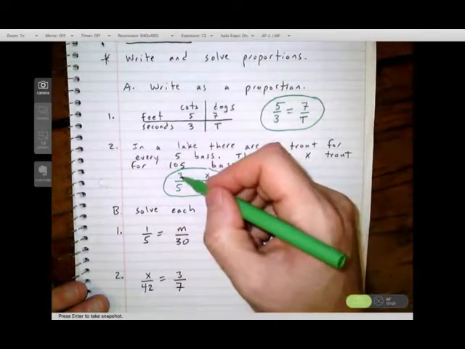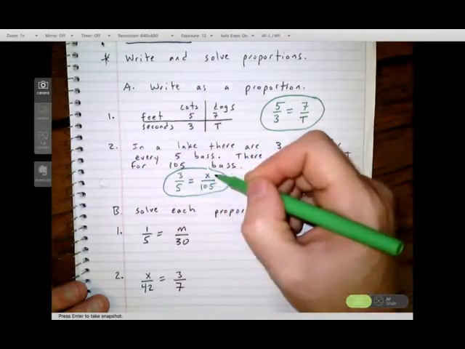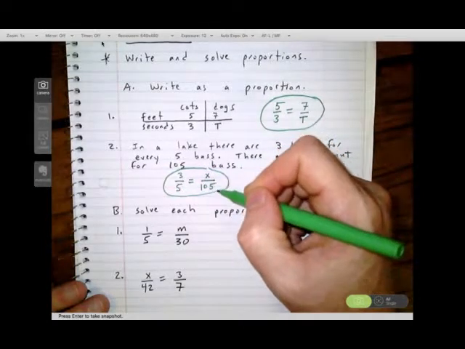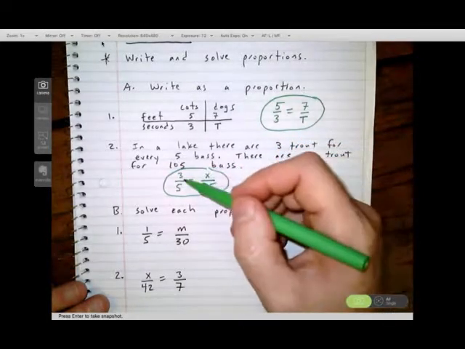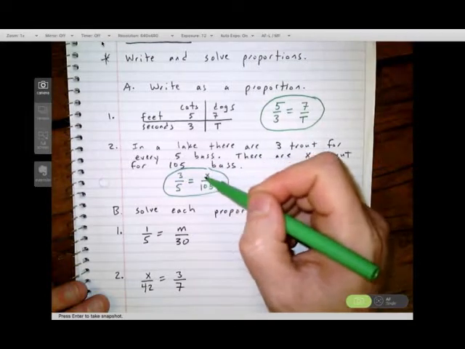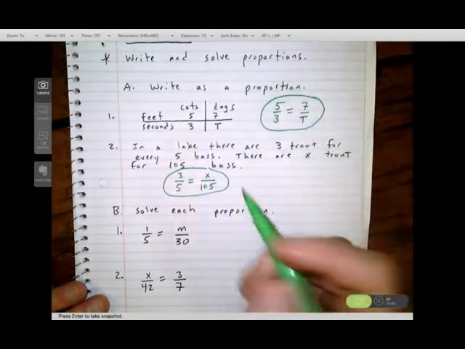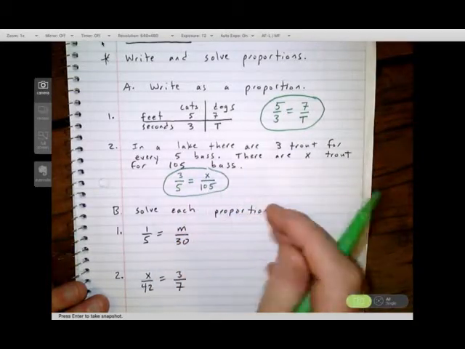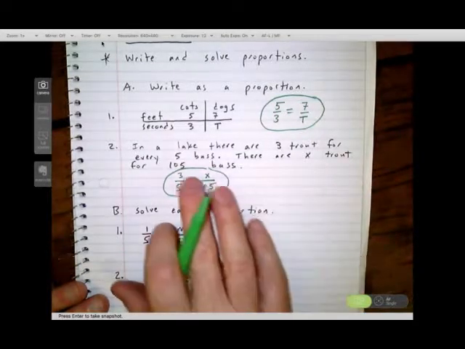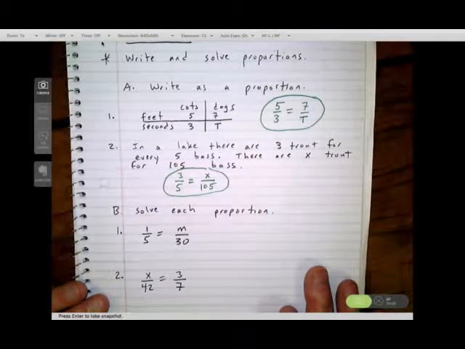So remember, if trout are on top here and bass are on the bottom, trout have to be on top here and bass on the bottom. In general, the things on the top have to match. Here they were feet, and then seconds on the bottom. Here we have trout on top, bass on the bottom. Same thing. So just make sure they all line up and they all match.